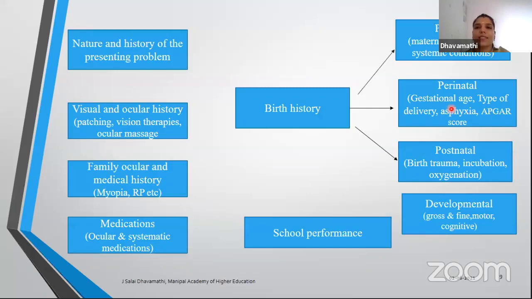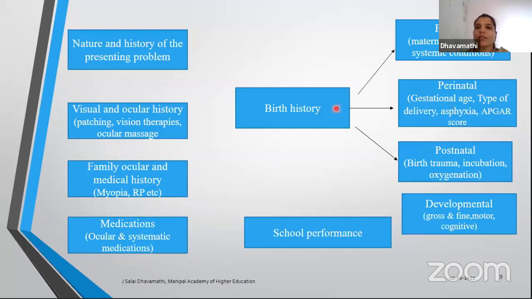Whether the child can see the blackboard clearly, whether he or she copies the notes from the blackboard or takes help from a friend. So that is very important, academic performance. And then for the pediatric patient, birth history is very, very important.